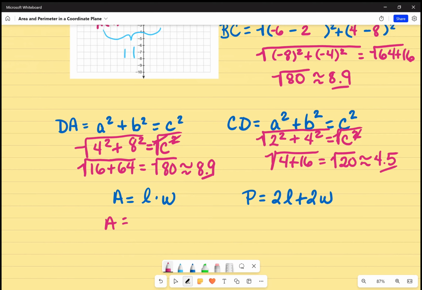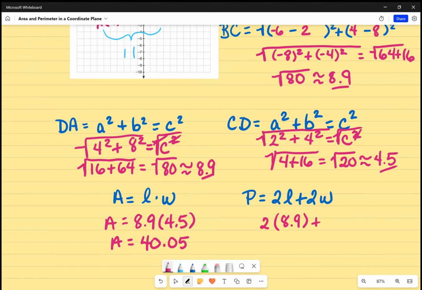So we're going to find the area by multiplying the length times width. So above you will see we have 8.9 times 4.5. Once you multiply that out, it's 40.1 if you round it to the tenths as the direction said. So if you did the square root of 80 times the square root of 20, it's exactly 40.